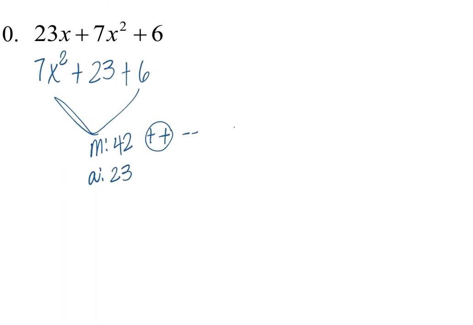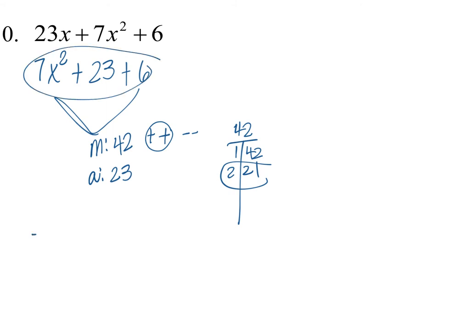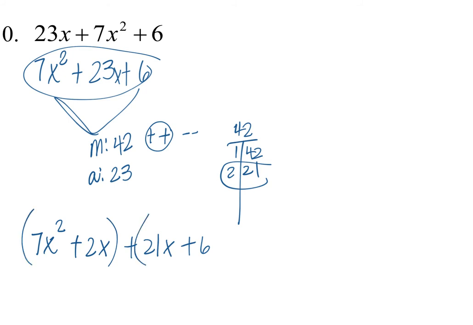So 42, let's see, 1 and 42, 2 and 21. And actually, I think the 2 and 21 is going to work because they add to give you 23, they multiply to give you 42. And so I'm going to rewrite this trinomial as 7x squared plus 2x plus 21x plus 6. I'm sorry, I forgot to put the 23x right there. Instead of writing 23x, I'm writing 2x and 21x because that adds to give me 23. So now instead of a trinomial, it's a 4-term polynomial that I can factor by grouping.